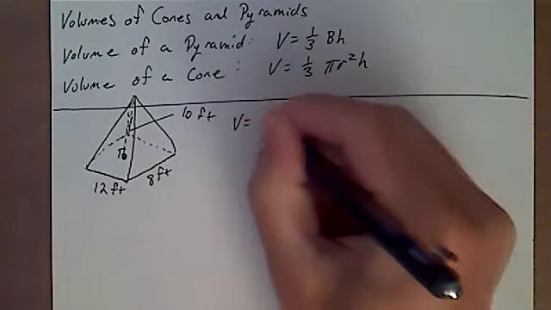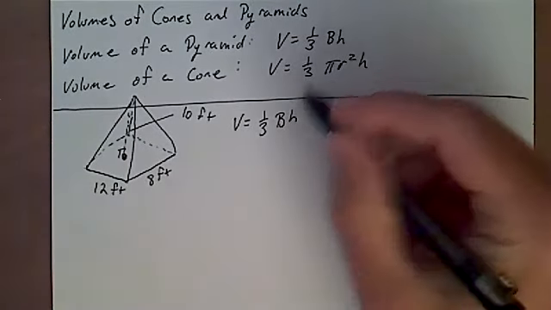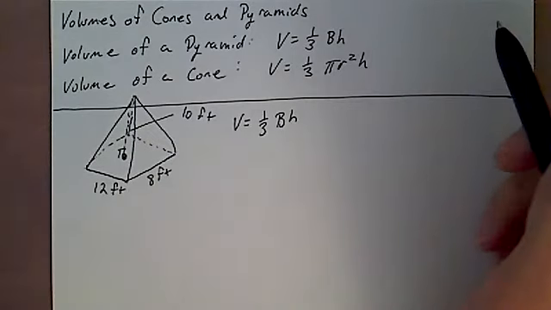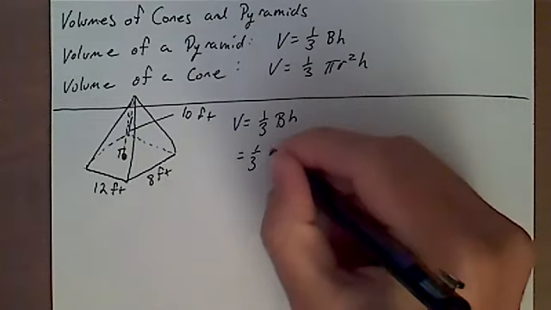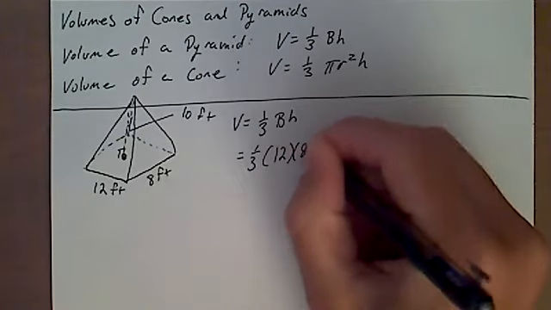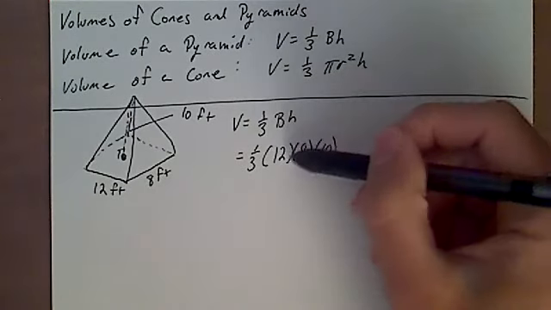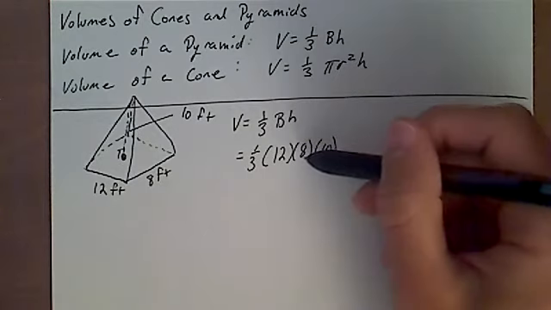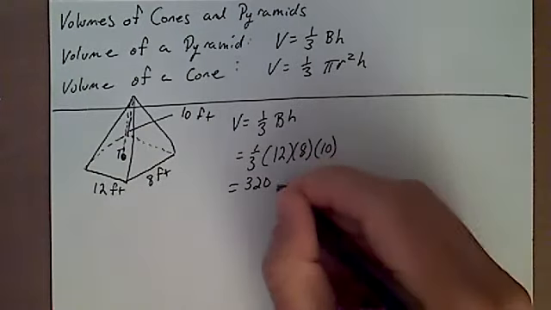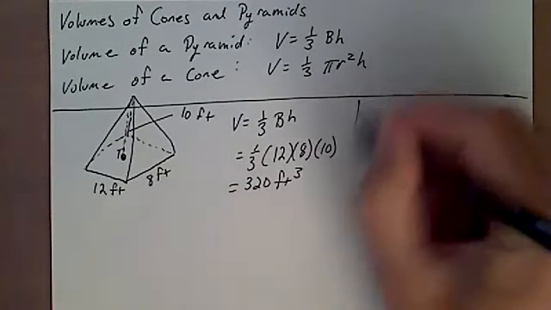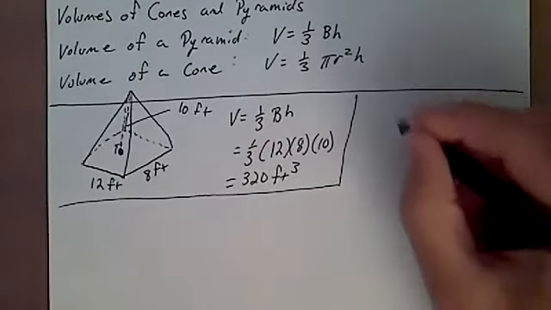And again, our volume is 1/3 the area of the base times the height. The area of the base here is a rectangle, and so that is 1/3, 12 times 8 times the height of 10. A third of 12 is 4, and 4 times 8 is 32, times 10 is 320. This is in feet cubed. Might be able to look at the other one here.